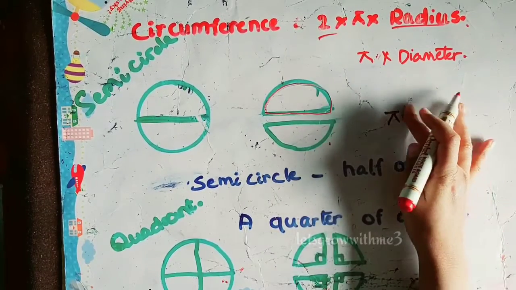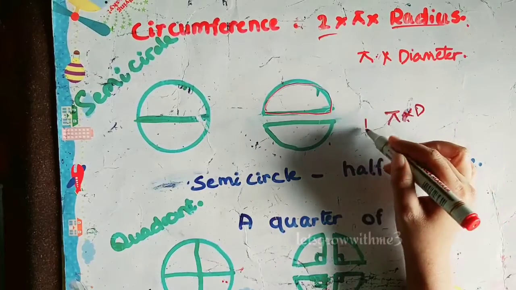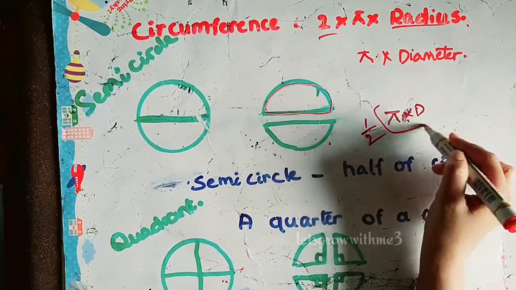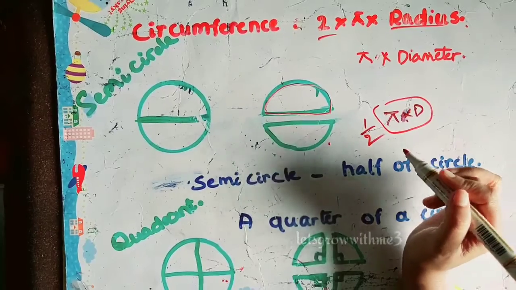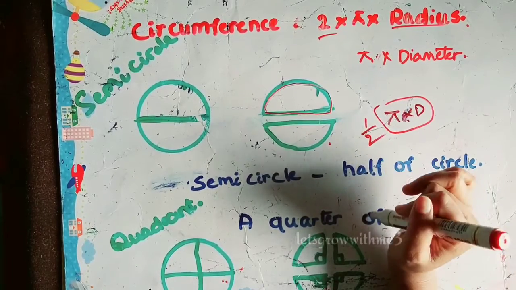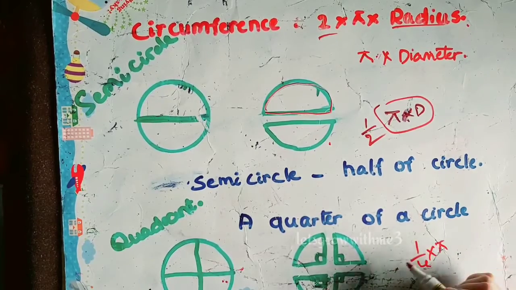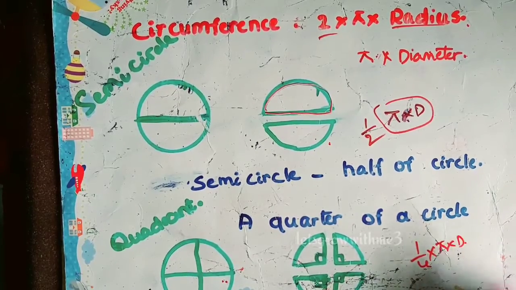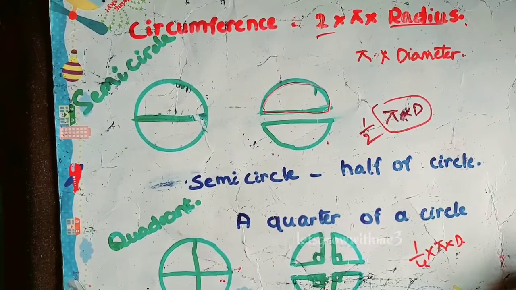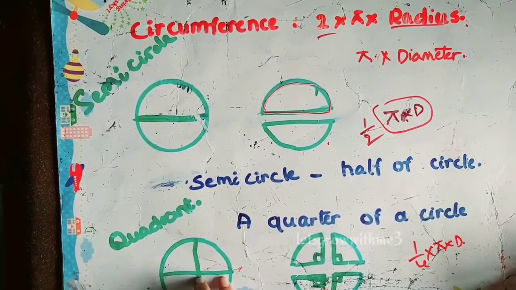If you want to show the same thing in the form of a formula, then if the circumference of a circle is pi d, half times pi d is the circumference of a semicircle, and 1/4 of pi d is the circumference of a quarter circle or quadrant. So that's how we can represent formulas for the semicircle and quarter circle.